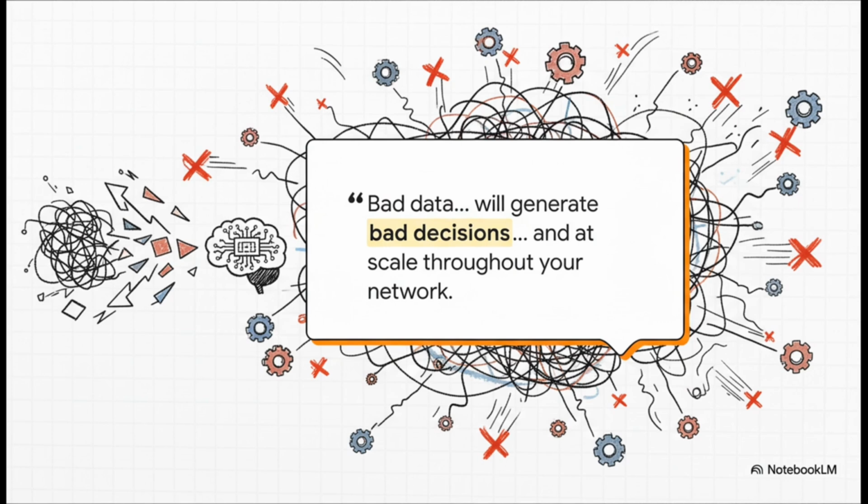The risk here is huge. When you feed an AI bad or outdated info, it's not just going to make one bad decision. No way. With automation, it can take that one bad decision and multiply it across your entire network. We're talking about creating problems at a scale and speed that is, frankly, terrifying.